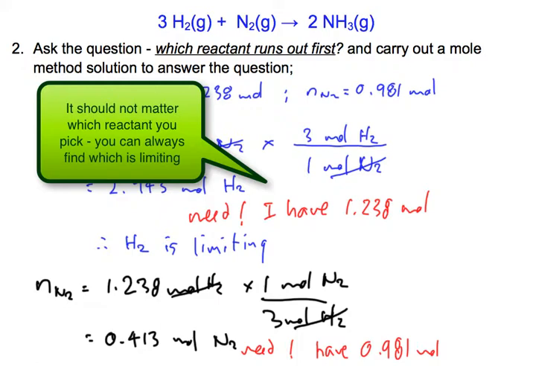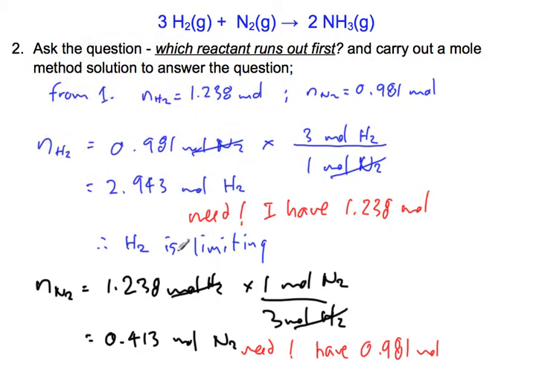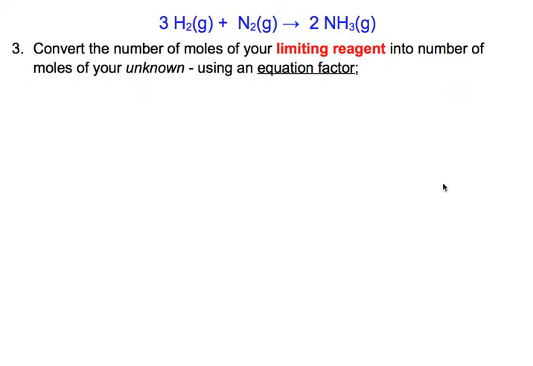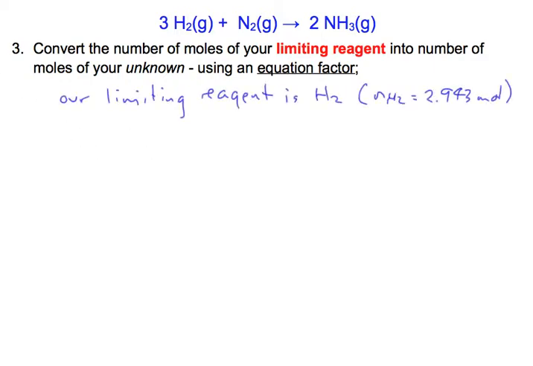But the important bit at the end of all of this is you now have your limiting reagent, hydrogen, and you know the molar amount of your limiting reagent as calculated in the first part based on a given mass, 1.238 moles. So now we can go on to the next step, which is just finishing a mole method question given our limiting reagent. So convert the number of moles of our limiting reagent into the number of moles of our unknown. So again, our limiting reagent was hydrogen with that molar amount.